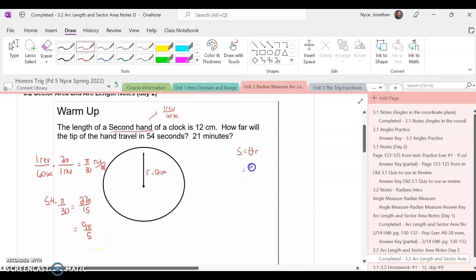So we'll do the 9 pi over 5 for theta times our radius of 12, multiply them together, and that gives us 108 pi over 5, which as an approximation would be 67.85, and that's going to be centimeters. We're looking at a distance.